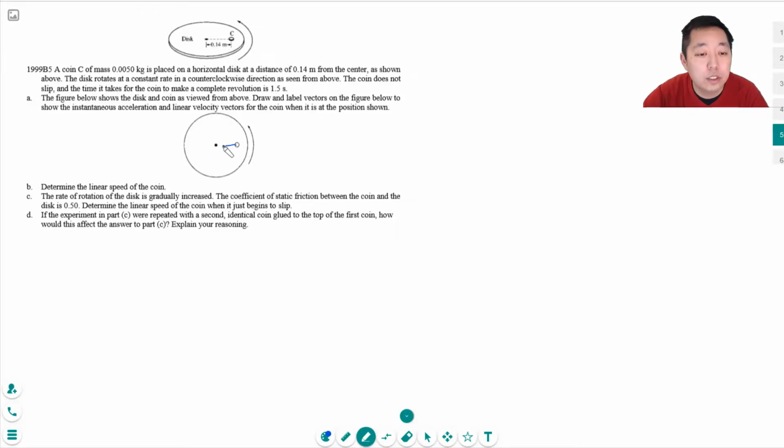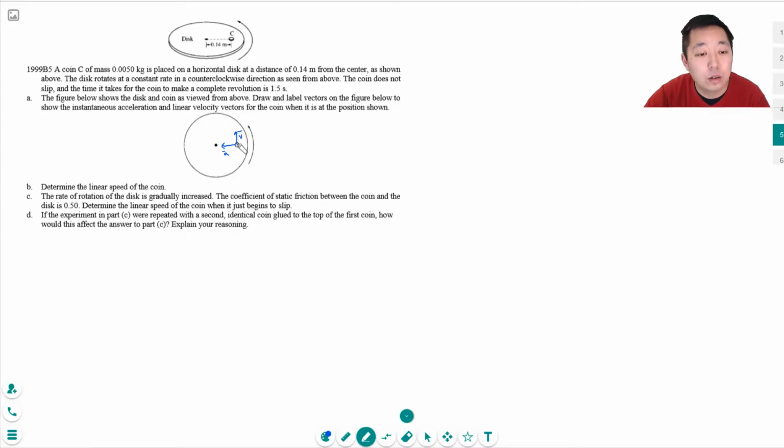Instantaneous acceleration is here, that's A, and its velocity is in this direction. That's circular motion because it's moving like this. The acceleration in circular motion is always directed towards the center, and the velocity goes tangent, and these two are perpendicular to each other. Determine the linear speed of the coin.